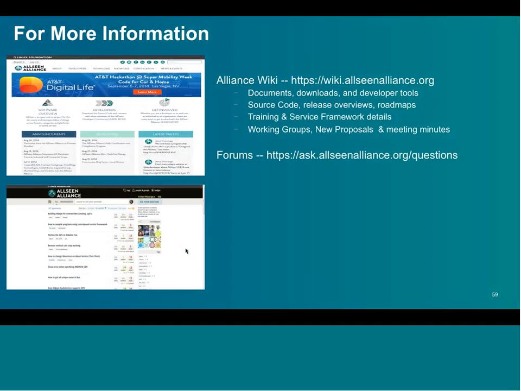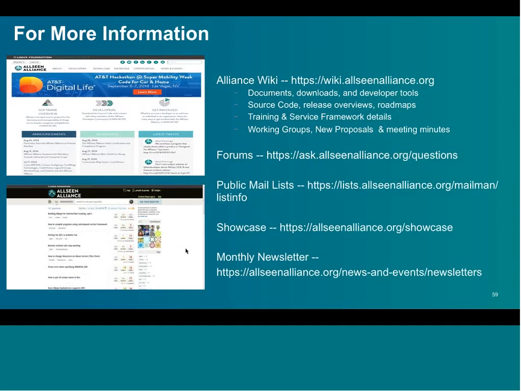ask.allseenalliance.org. It's modeled like a traditional Ask community page. You can ask your question. There are experts that are there as part of the AllSeen Alliance community that have been responding to questions. There's a public mailing list if you want to get involved. You can go to list.allseenalliance.org, look at those. If you just browse the AllSeen Alliance website, you'll see some information there, and there's also a monthly newsletter.